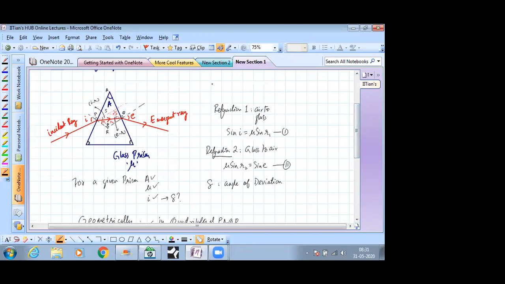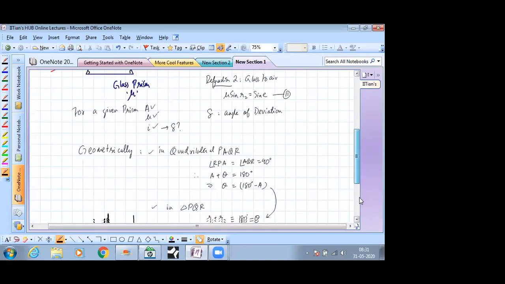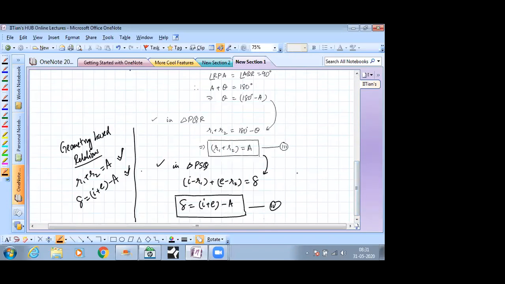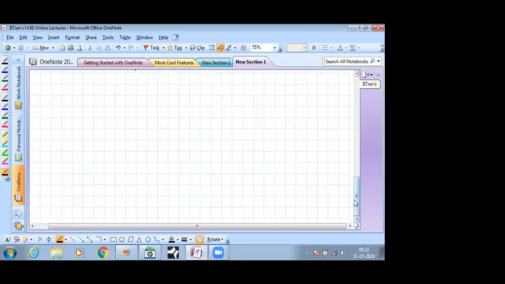Let me just mention here, A is called the angle of the prism. So these two relations are clear. Now let us see a typical example.